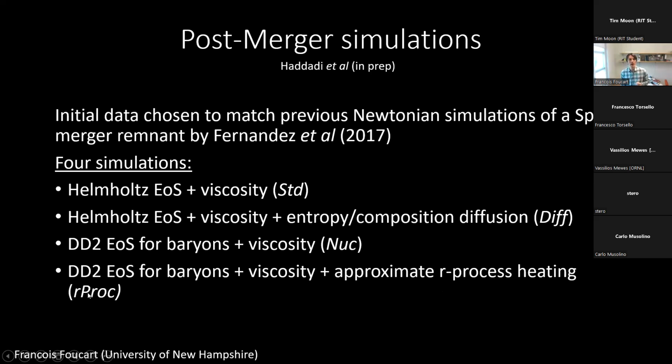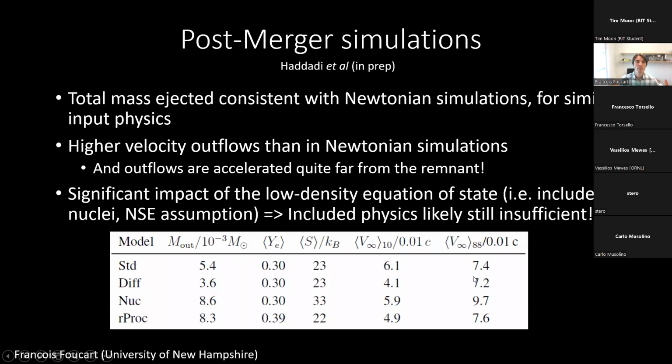All right. So again, the initial data is used to match a Newtonian simulation by Rodrigo Fernandez, and then we have 4 simulations. One which matched the physics in Rodrigo's simulation with the Helmholtz equation of state and viscosity. One with the Helmholtz equation of state, viscosity, and those diffusion terms. And then 2 others that use the DD2 equation of state with heavier nuclei. One with just viscosity and one with viscosity and approximate r-process heating, which allows us to look at the impact of all of those different physical processes.